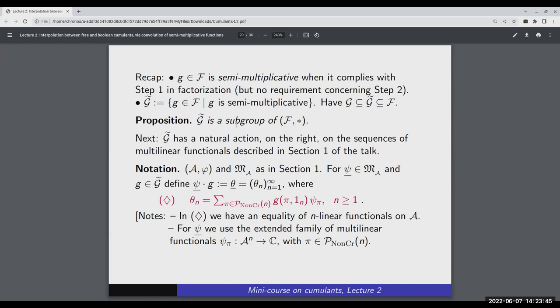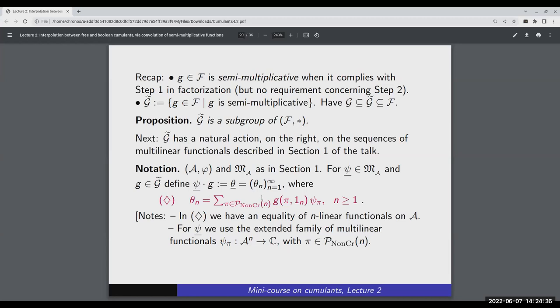It can be proved, with some grinding, that G twiddle is closed under multiplication and under inverses, and therefore it is a subgroup of the convolution group. Now the point is that this group G twiddle acts on the right on MA, where A, phi is the non-commutative probability space and MA is as before, as in section one. You take a psi, which is a collection of psi n's, where psi n is an n-linear function. You hit it on the right with a semi-multiplicative function g, and you get a theta, which is a collection of theta n's.